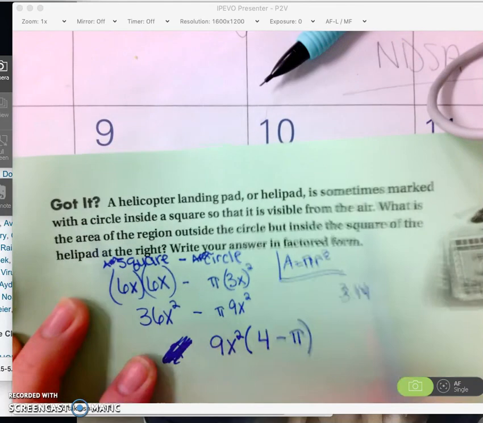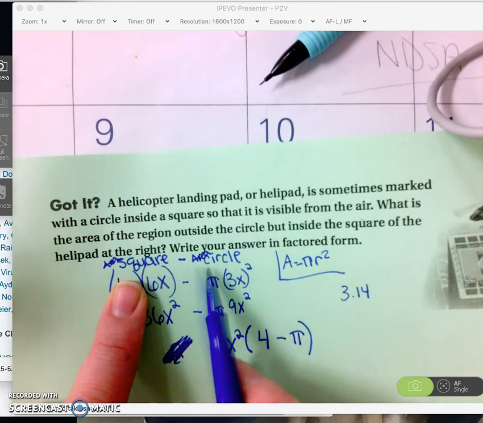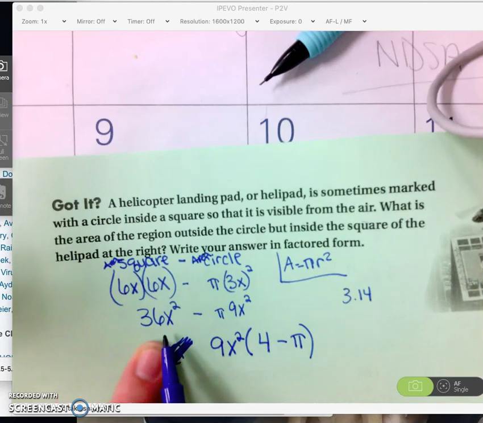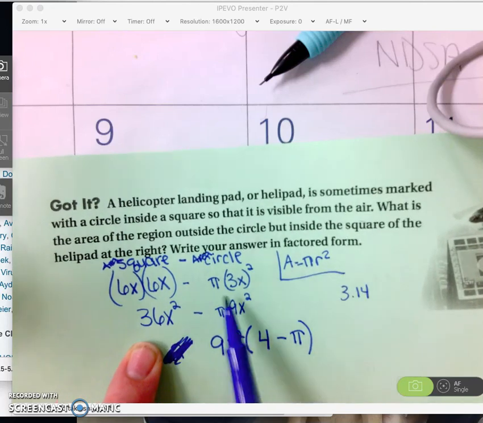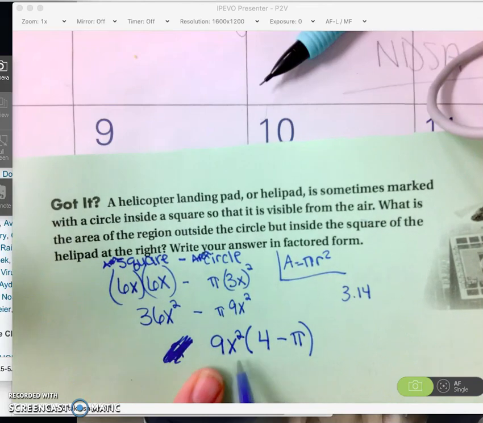Okay, when you have to figure out the square minus the circle, the area of the square minus the area of the circle. Area of the square is 6x times 6x, which equals 36x squared. Pi r squared equals this. I'm going to factor out that 9x squared, which leaves me with this.